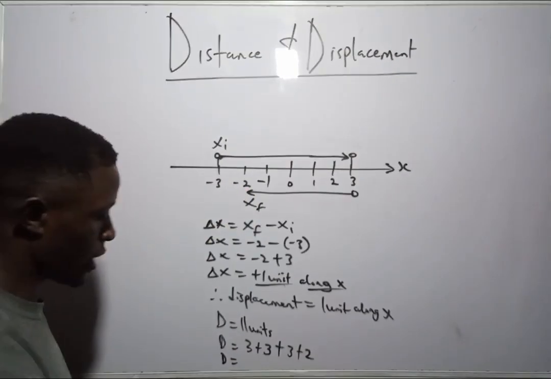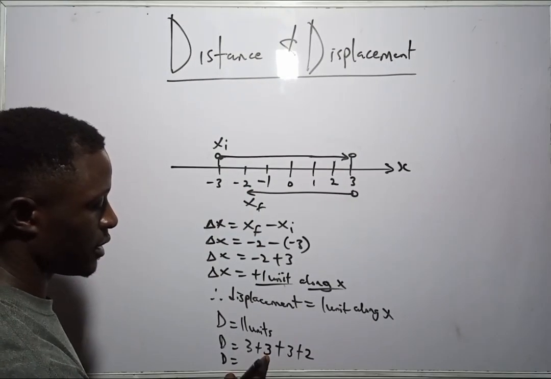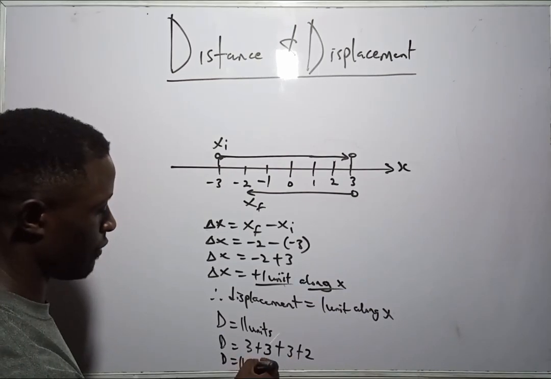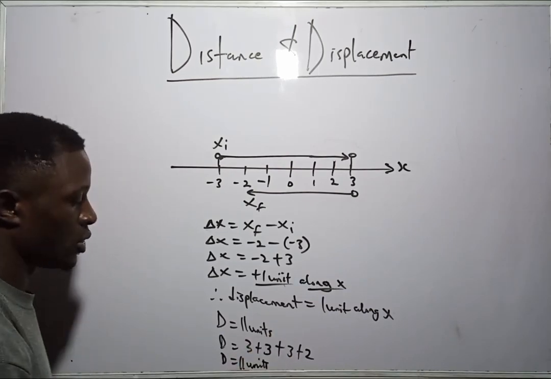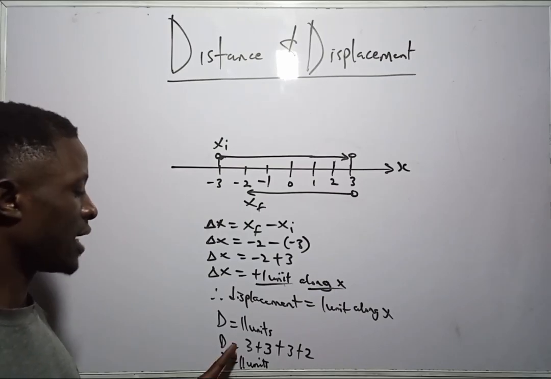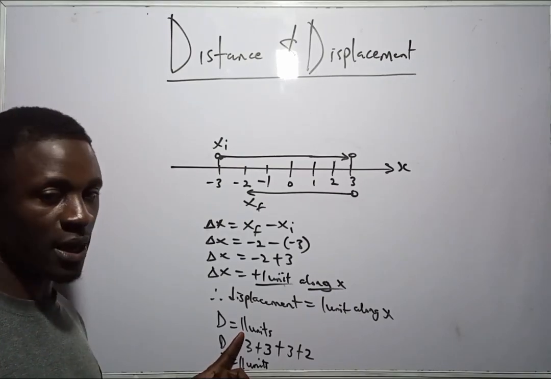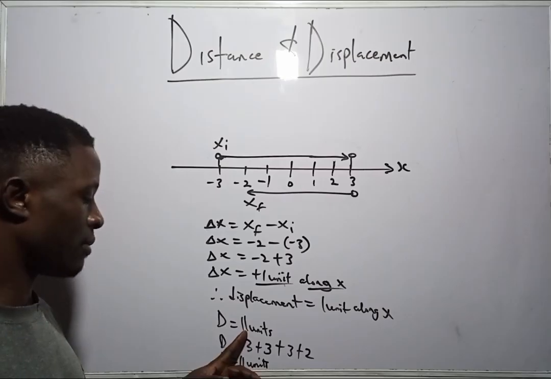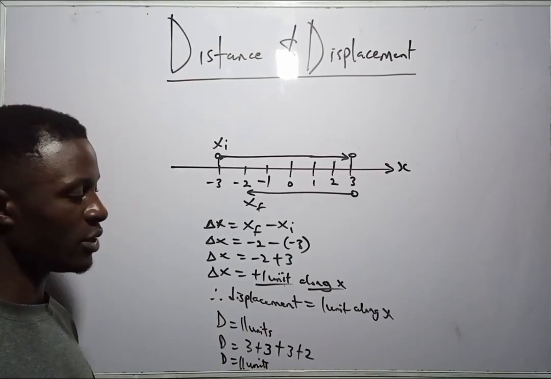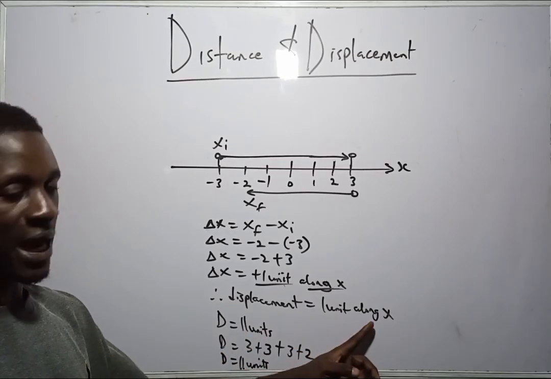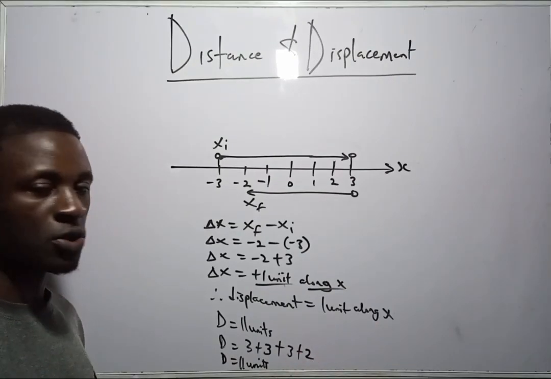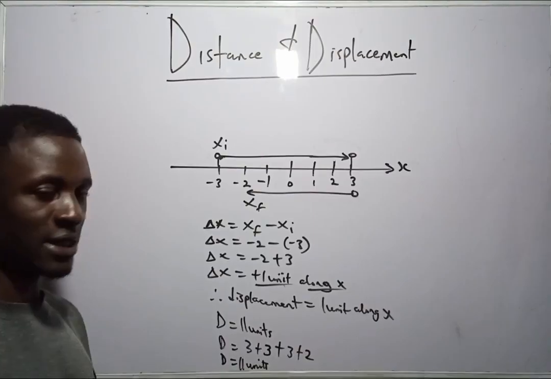Just add everything together. 3 plus 3 is 6. 6 plus 3 is 9. 9 plus 2 is going to be 11 units. So as you can see, distance only tells us about the magnitude of the points covered, just the magnitude, but displacement will tell you the magnitude and the direction. So displacement is just telling us the net position of an object that is moving.